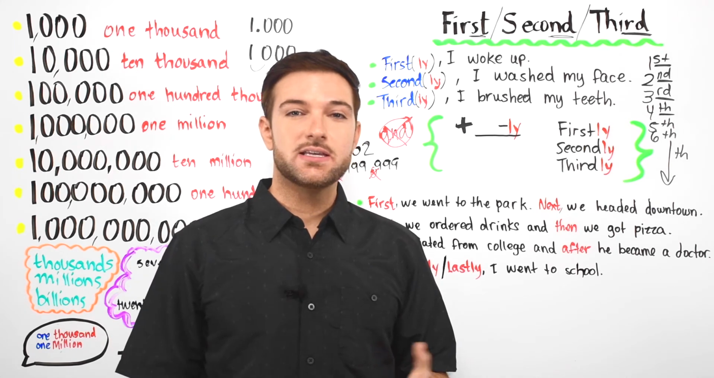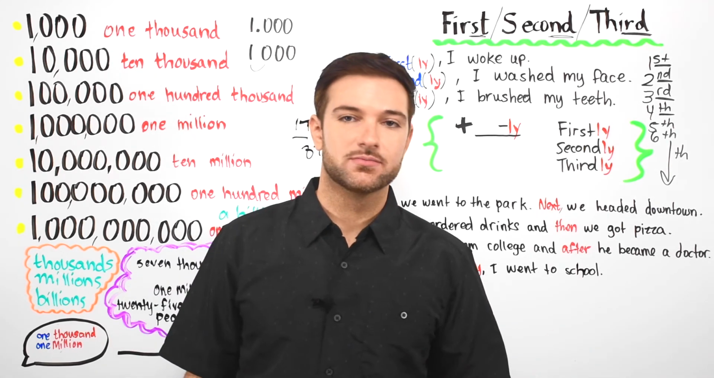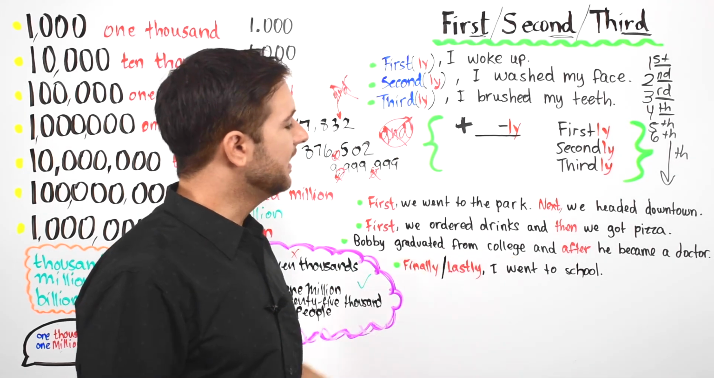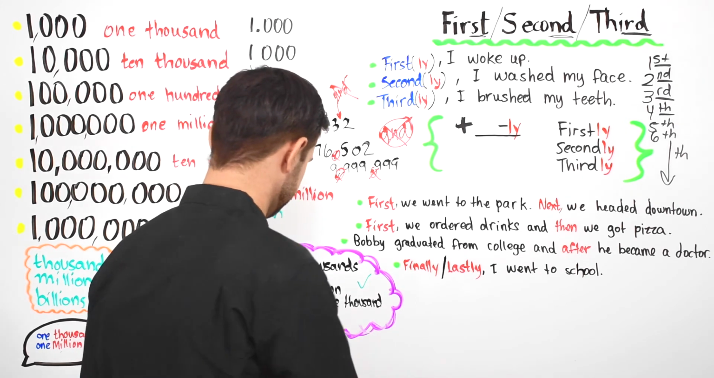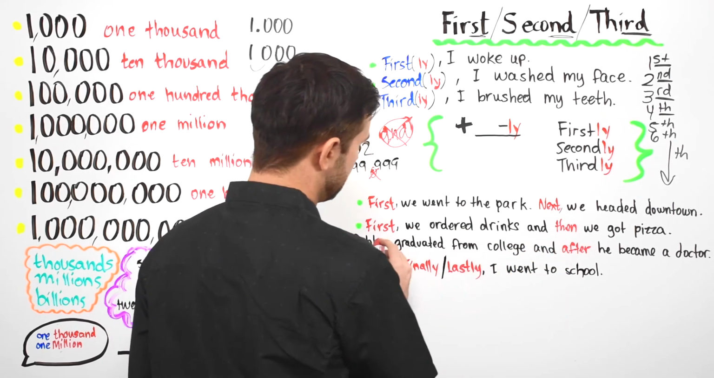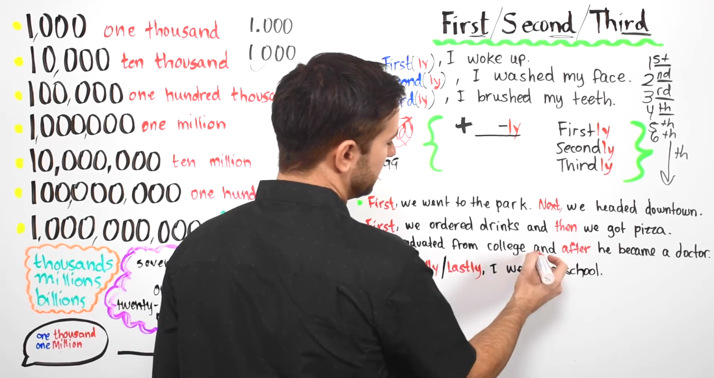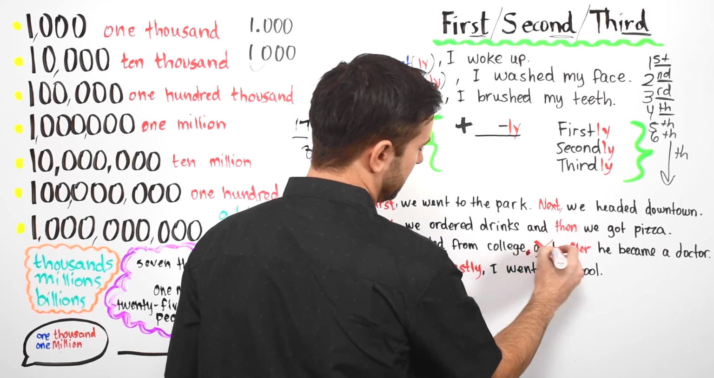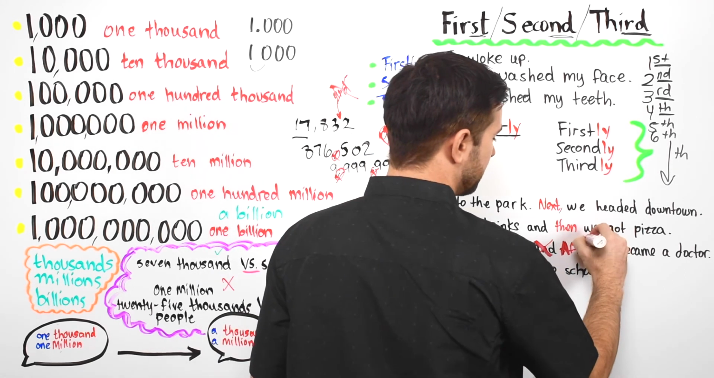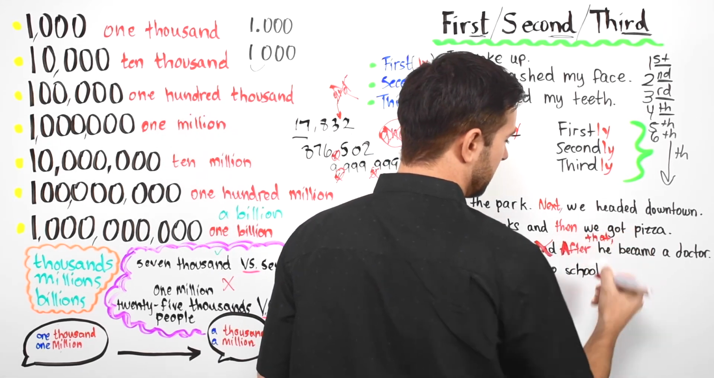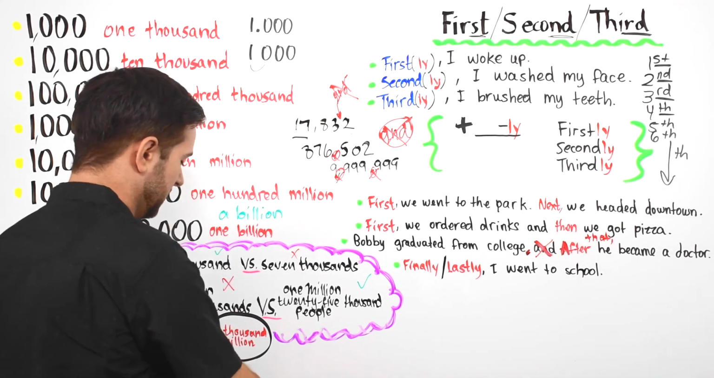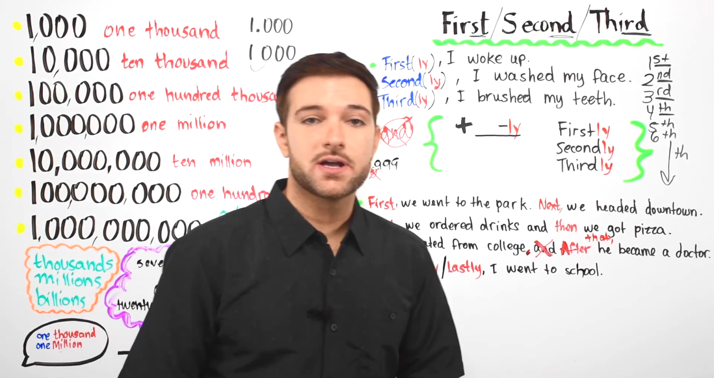The next one that we say is after that, or after, okay, to talk about a sequence of events. Bobby graduated from college, and after he became a doctor. Okay. You don't have to say and. You could say Bobby graduated from college, period, after he became a doctor. Or you could say after that, comma, he became a doctor. You could say it in different ways. All right? Okay. One more to go, guys.